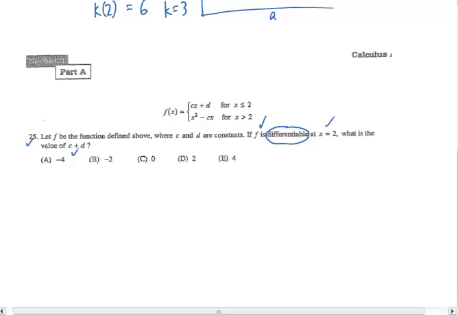Remember, to be differentiable, your function must be continuous. It doesn't go the other way, where if it's continuous, it's got to be differentiable. So if they say it's differentiable at x equals 2, that means it also had to be continuous. So we have two checks to find what c and d could be. Try it out. I'm going to pause the video, and then we'll come back and do it.